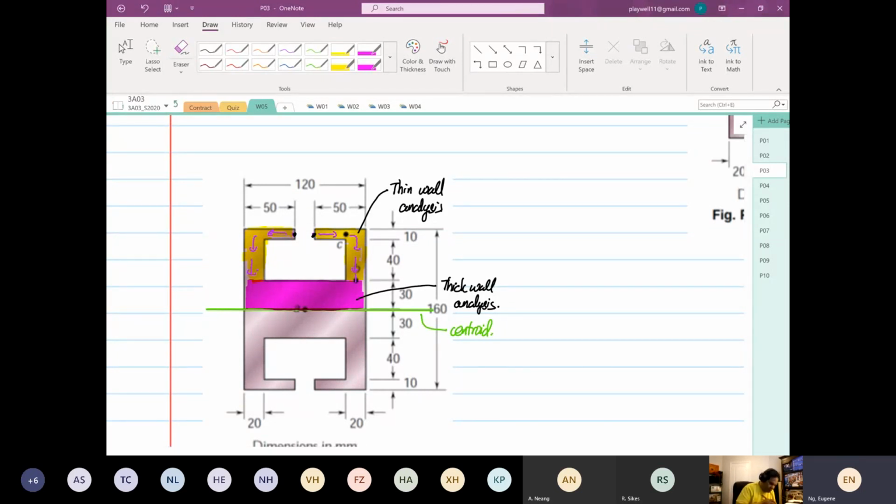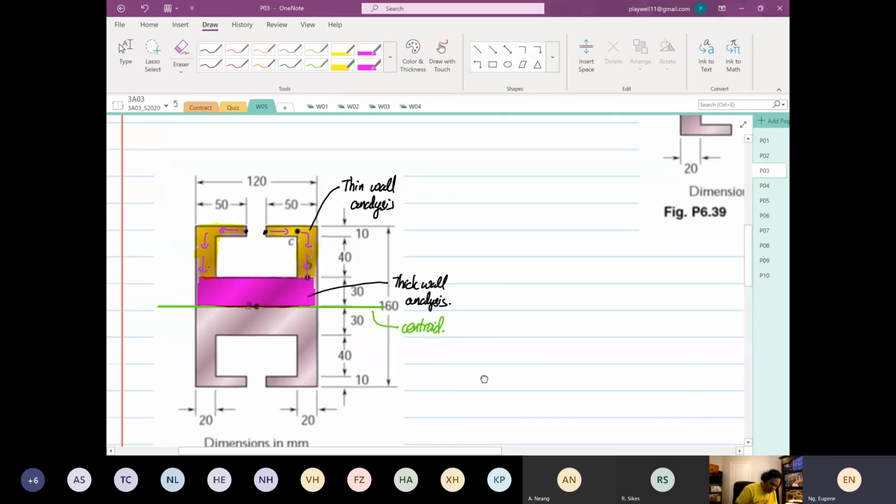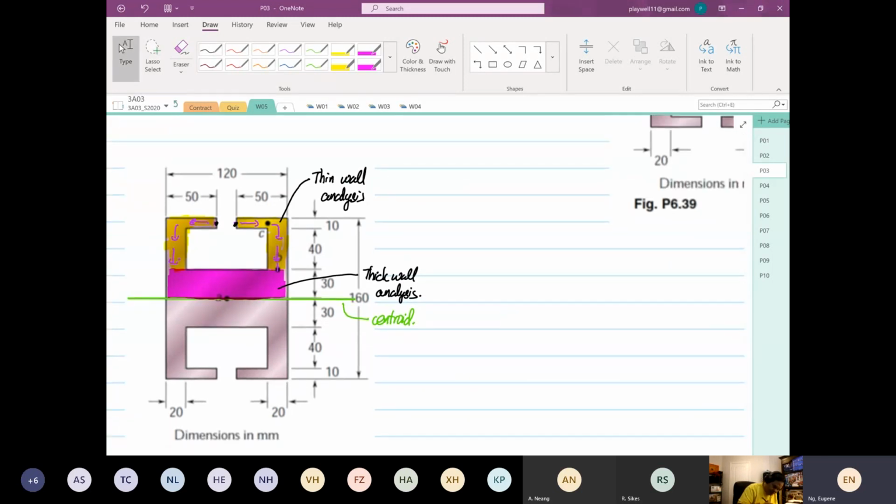Okay, so we're going to consider at point C. Get a shape at point C.